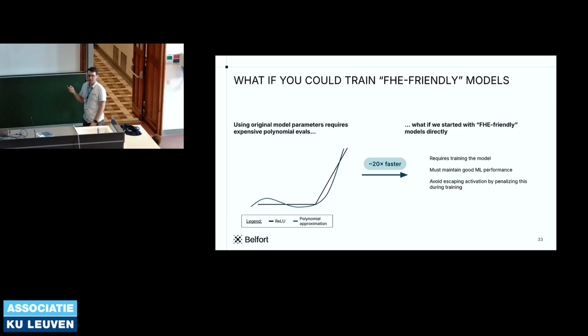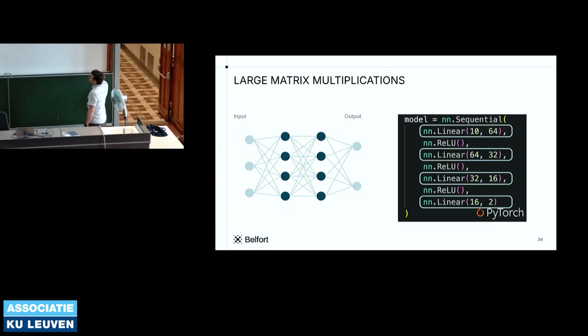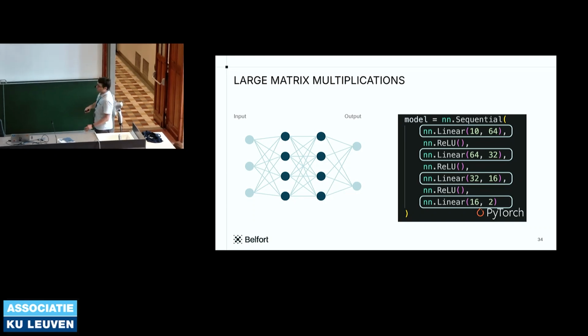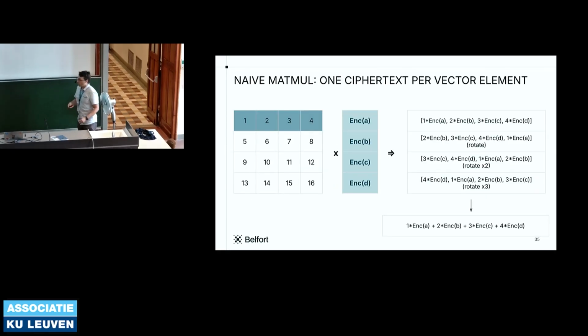Yes. So that's the first problem that needs to be tackled and that I wanted to highlight. The second one is large matrix multiplications. I'm going to need to do these linear layers, and the matrices could be very large. So how am I going to do this? Again, I can only add, multiply, and rotate. So if I use the naive approach, how can I do this?